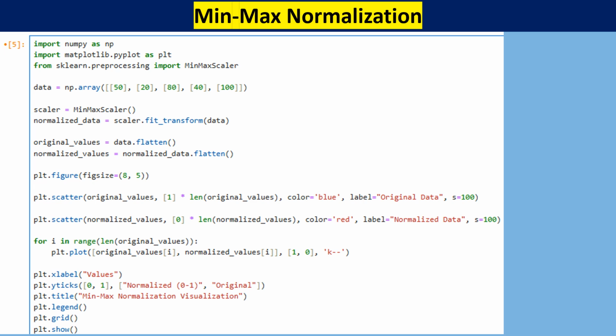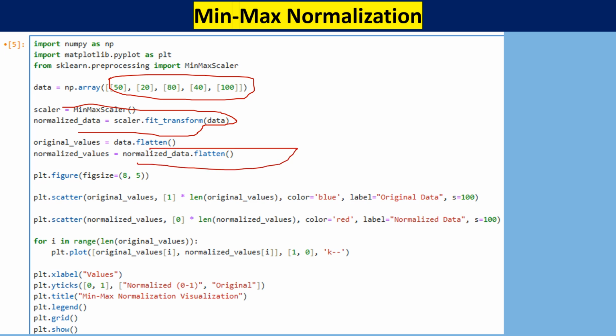This is the code. So we have sample data, and then initialize the normalization for min-max, and that is the plotting area. Then create a figure, plot the original data points, and then normalize the points and plot the processed points.